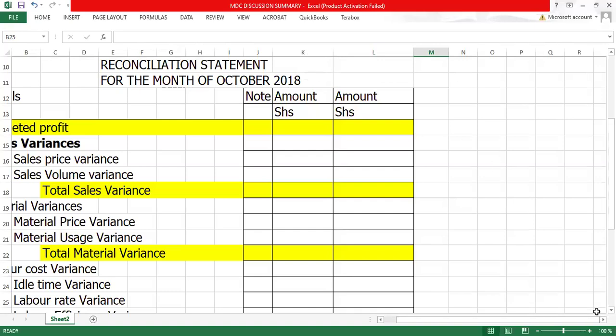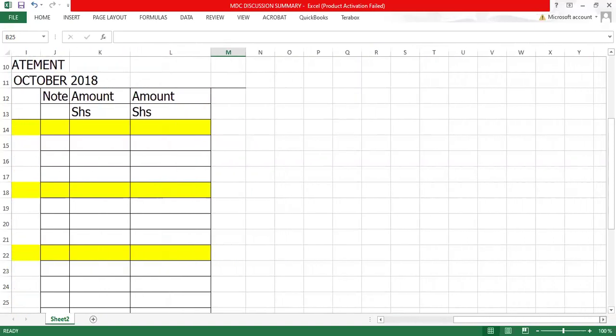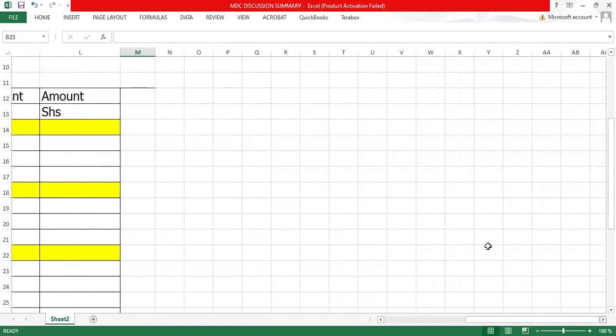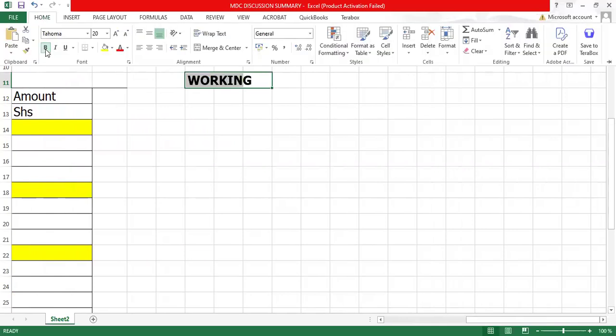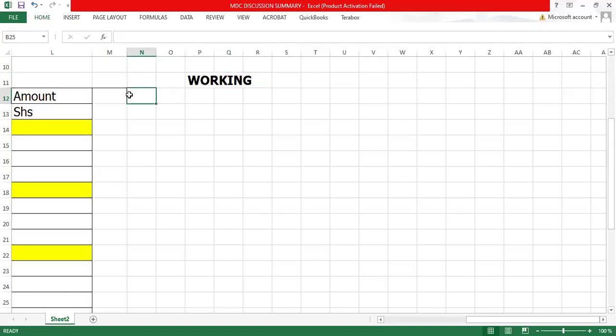Okay, so how do we get all this information? Assume this is your working. So this template should be on your first page, your workings should be on the second page. Now we want to start with how do we get, first of all, our budgeted profit.